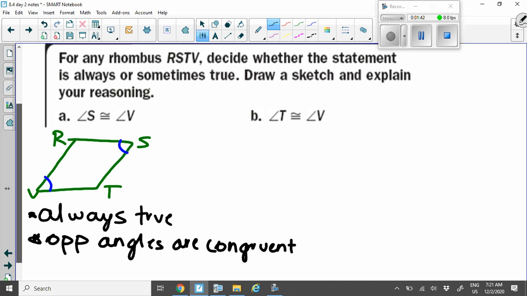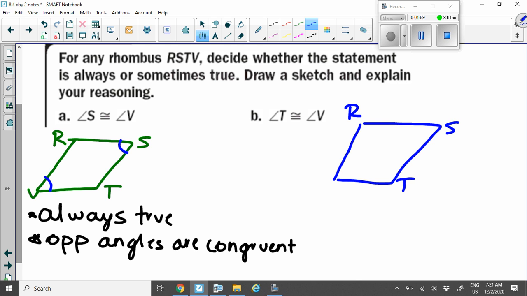Okay, now we're just going to basically do the same thing for our next one. So we have angle T is congruent to angle V. Once again, just going to draw a rhombus. And I know it looks like a parallelogram, you can just do that, it makes it easier. I'm going to do the same thing as last time, RSTV, just to make it consistent and easier for myself.